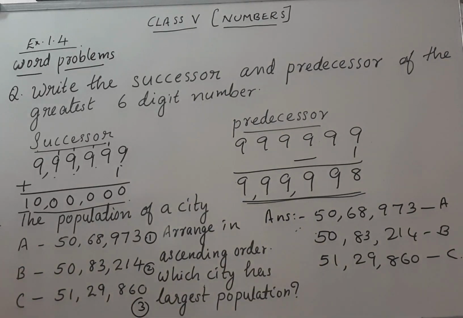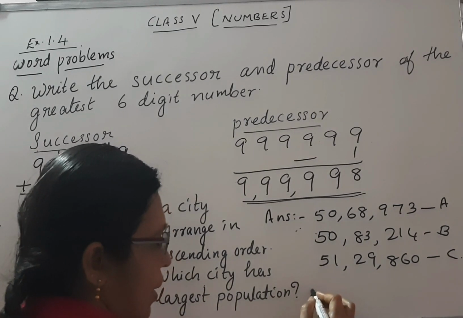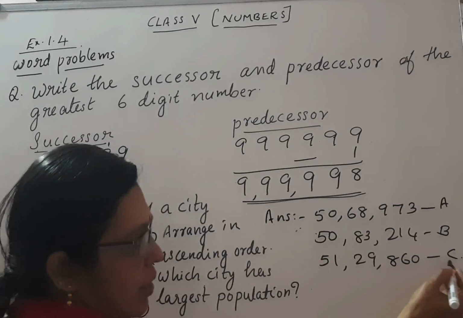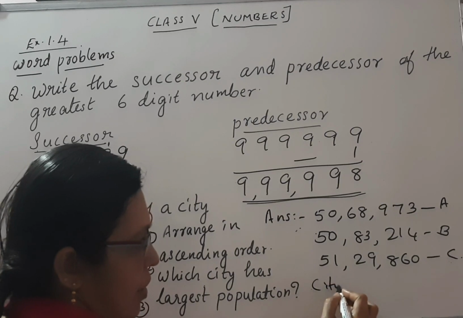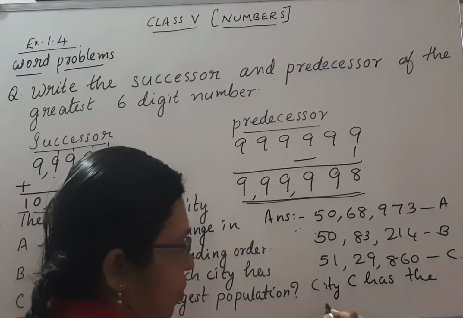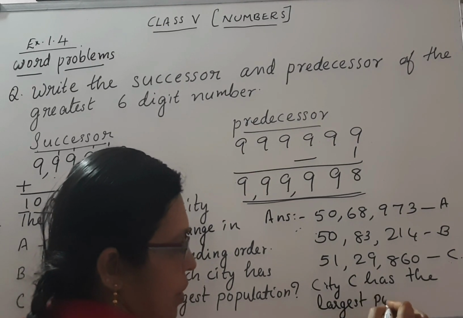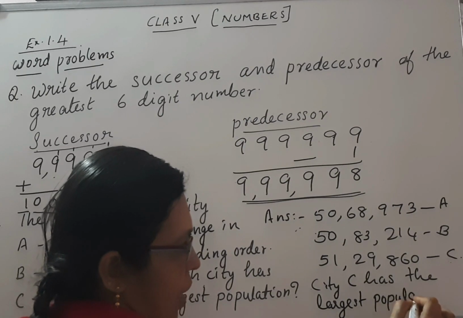Now which city has the largest population? So the second answer is city C, which has the largest population. So city C has the largest population. So this is the answer.